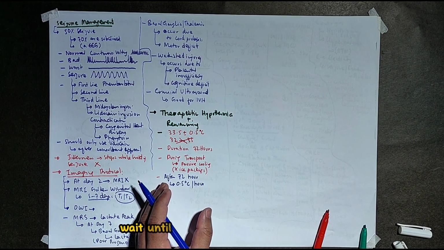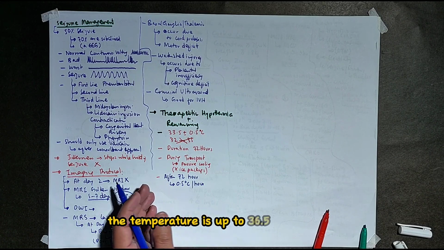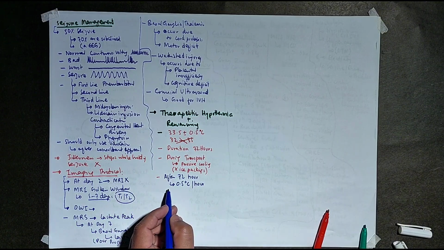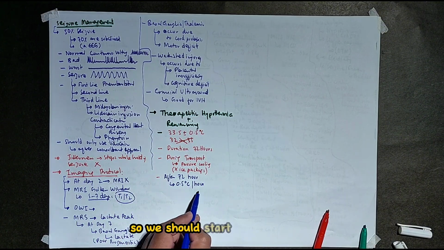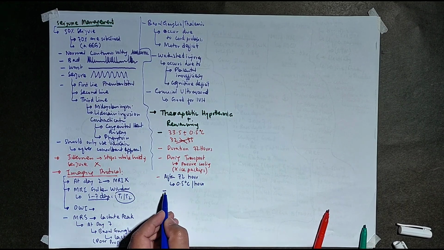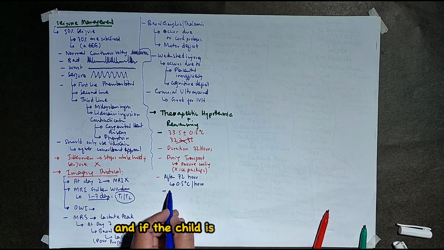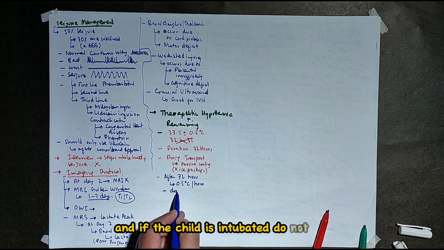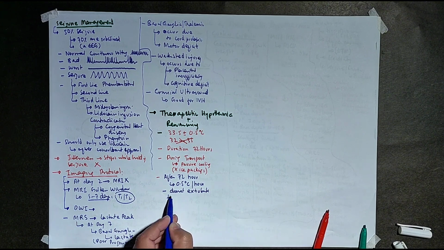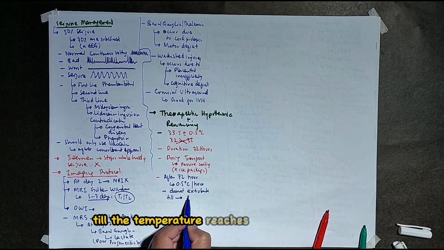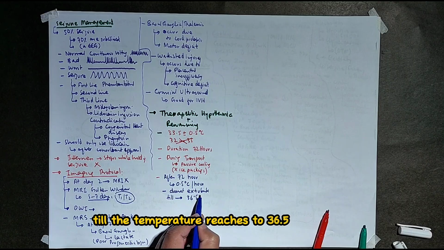Wait until they are normothermic, that is, the temperature is up to 36.5 degrees centigrade. So, we should start rewarming at 0.5 degrees centigrade per hour. And if the child is intubated, do not extubate till the temperature reaches 36.5 degrees Celsius.